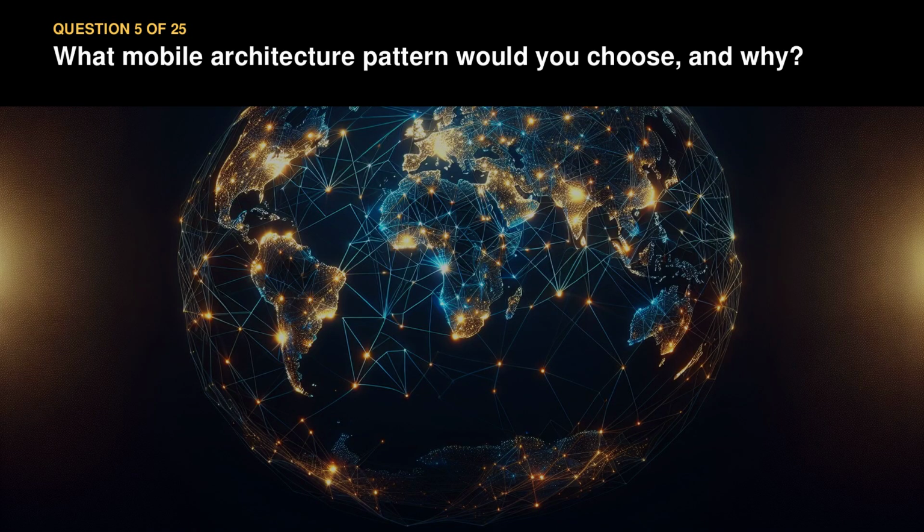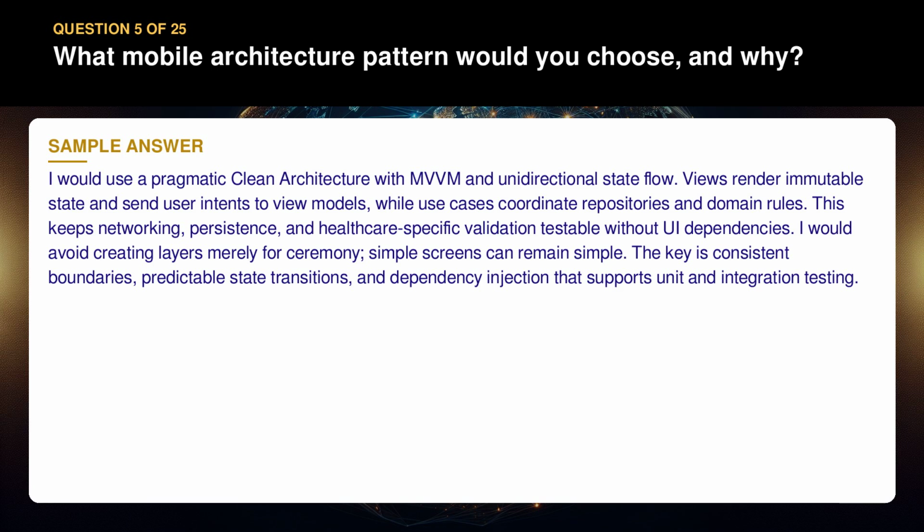Question 5. What mobile architecture pattern would you choose, and why? I would use a pragmatic clean architecture with MVVM and unidirectional state flow. Views render immutable state and send user intents to view models, while use cases coordinate repositories and domain rules. This keeps networking, persistence, and healthcare-specific validation testable without UI dependencies.